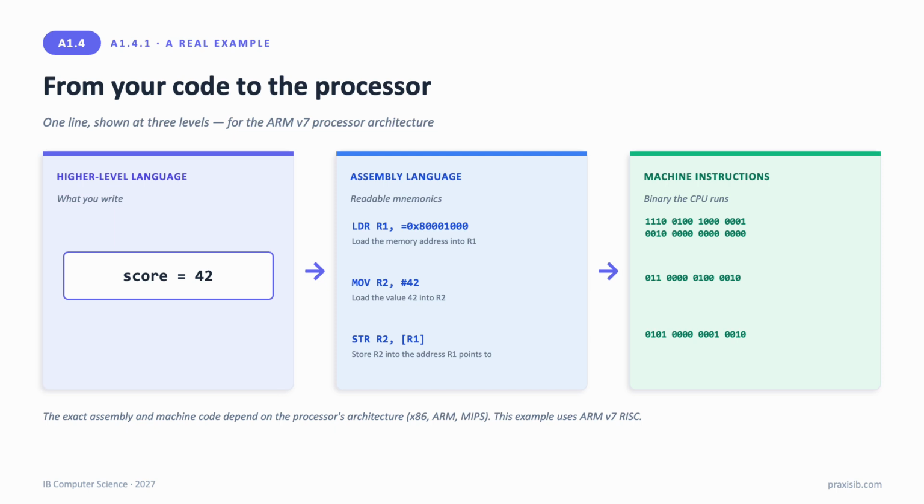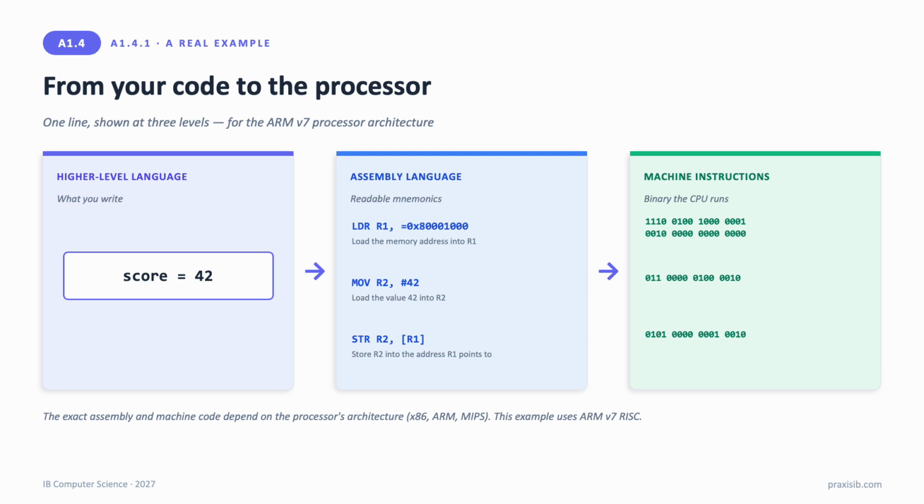The second line is mov R2. This loads the actual value 42 into another register called R2. The third line is STR R2. This stores the value from R2 into the memory location that R1 points to. So the 3 steps are simple. First, find the address. Second, get the value. Third, put the value at the address.